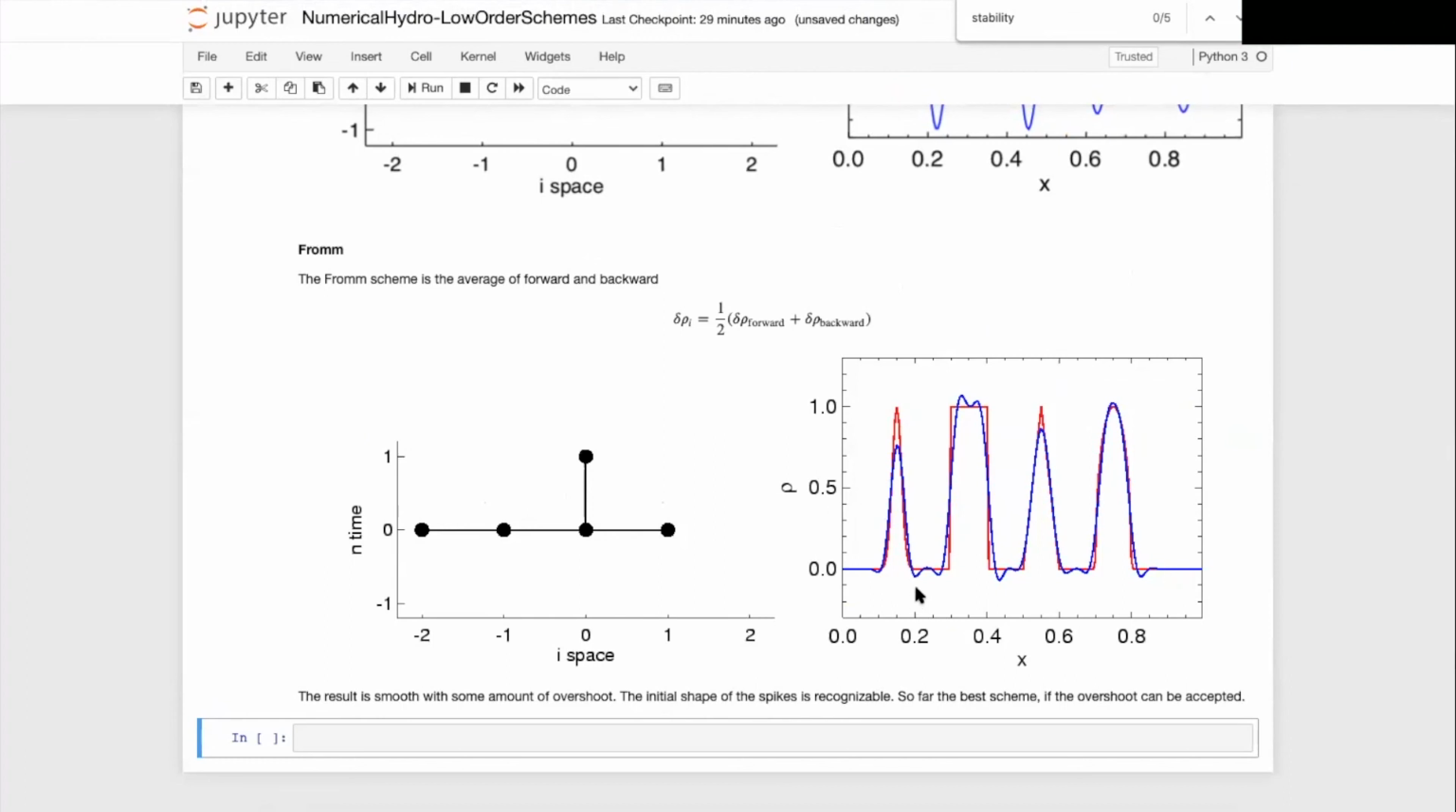It's smooth with some amount of overshoot. The initial shapes are still recognizable here of the Gaussian, of the triangle, and of the half ellipse. And the box got a little bit of overshoot. So far, this is the best scheme if you can accept this amount of overshoot.